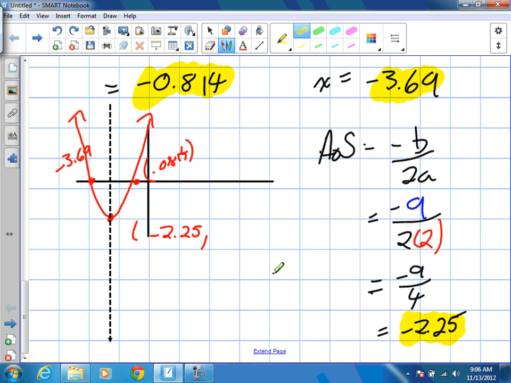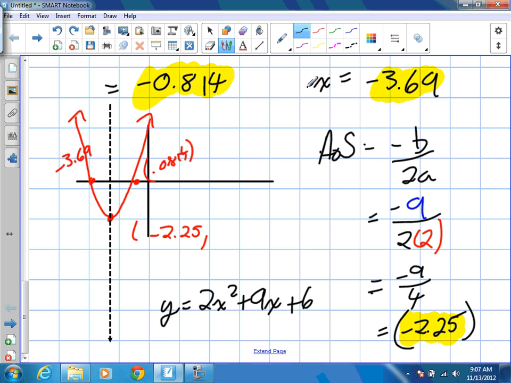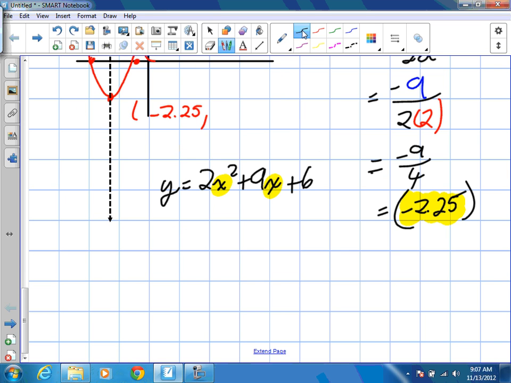Okay? So, the original equation, y is equal to 2x squared plus 9x plus 6. We need to replace our x values with this here. We get y is equal to 2 times negative 2.25 squared. I'll need someone with a calculator to help me out here. Plus 9 times negative 2.25 plus 6.